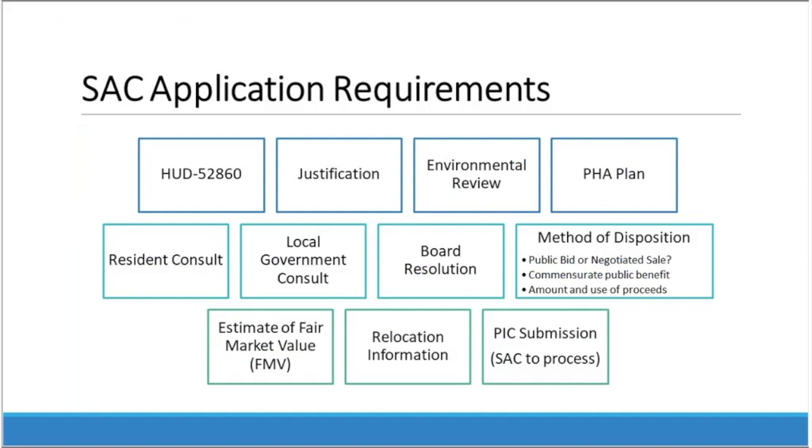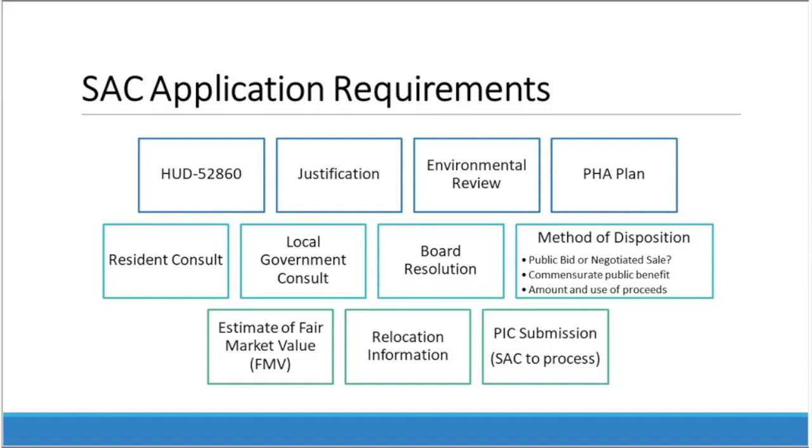If you're going to sell at fair market value, you need to have an appraisal. If you're going to sell at less than fair market value with commensurate public benefit, SAC will accept something that doesn't rise to the level of an MAI appraisal. So things might be a broker's opinion of value, might be what your local tax assessor puts the property value at. So some third-party indication of value that doesn't have to be as robust as an MAI appraisal.